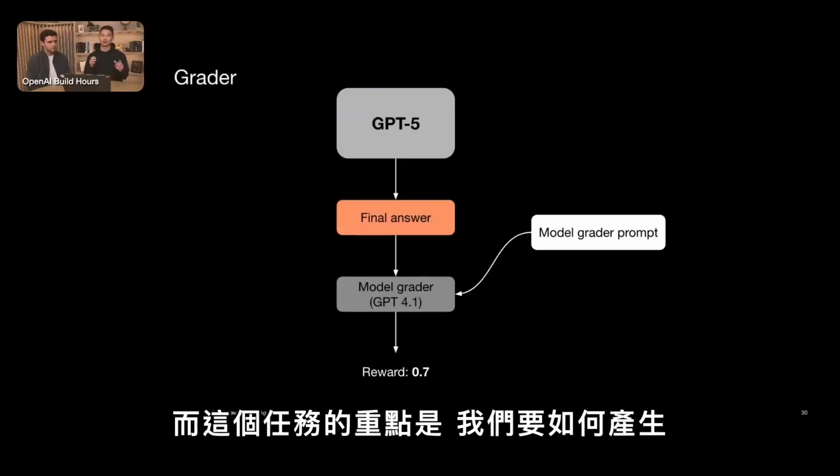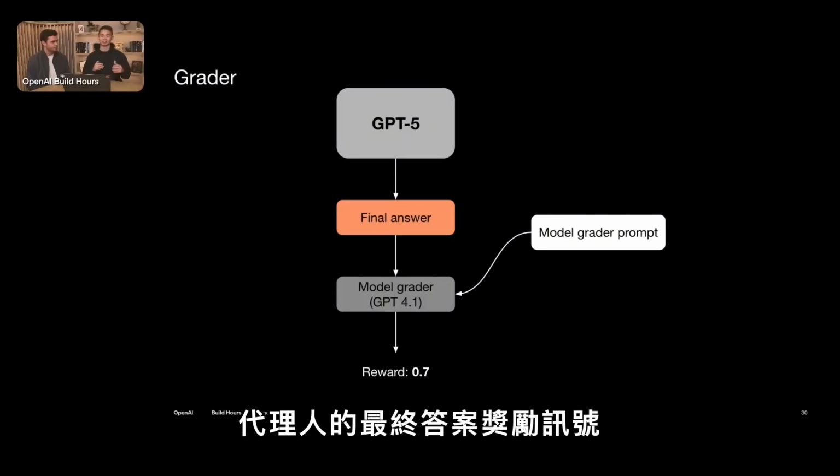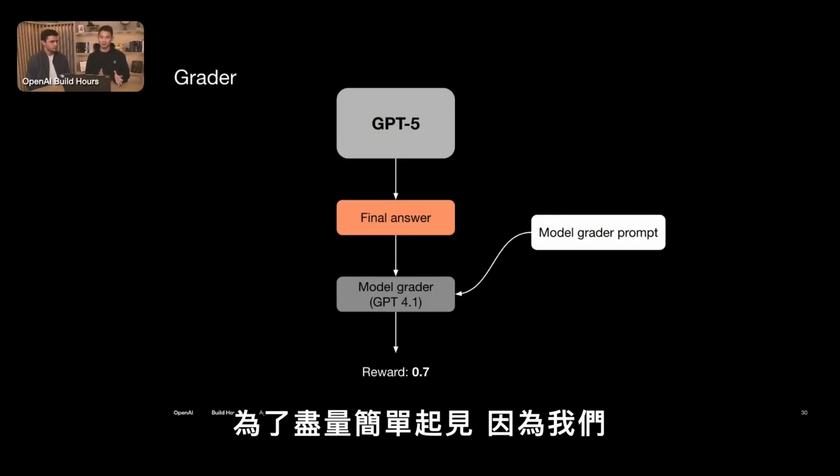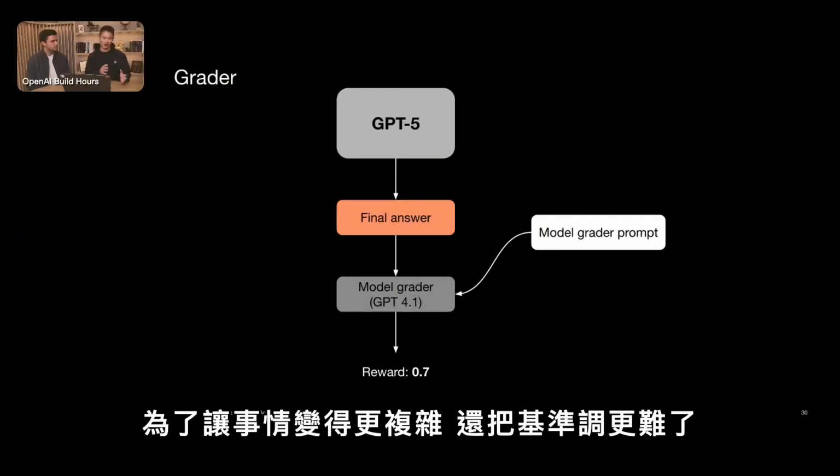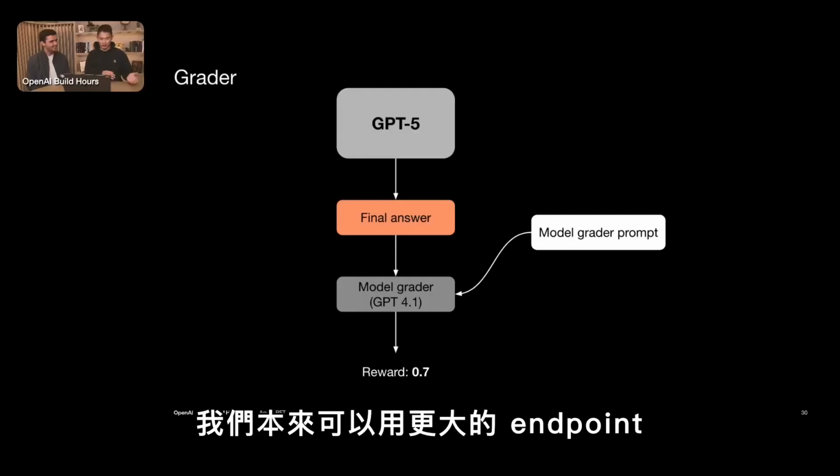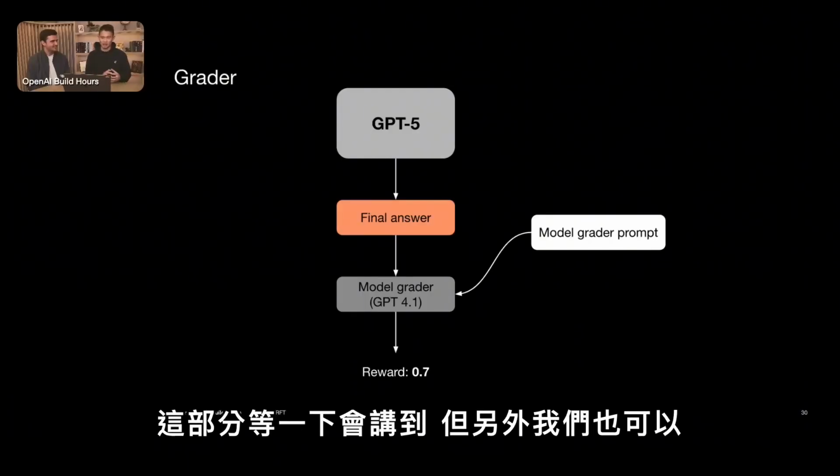And here's the grader for this task, which is how we generate reward signal for the agent's final answers. Just to keep things as simple as possible, since we've already overcomplicated things by making the benchmark harder, we used a model grader for this task. We could have used an endpoint grader, which is something that we'll cover soon.